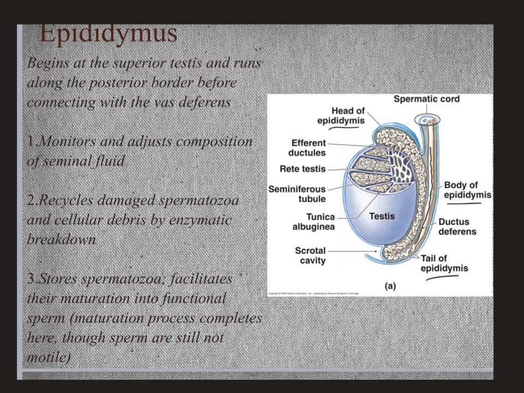We see three main functions: monitoring and adjusting composition of seminal fluid. It's recycling damaged spermatozoa and cellular debris by enzymatic breakdown. And it's storing spermatozoa, facilitating their maturation into functional sperm. This maturation process completes here, although sperm are still not motile yet because they do not have enough fluid to be able to swim. So we rely on smooth muscle contractions within these tubules to propel and move sperm to our first set of accessory glands that is going to produce the majority of the fluid so that sperm can become motile.